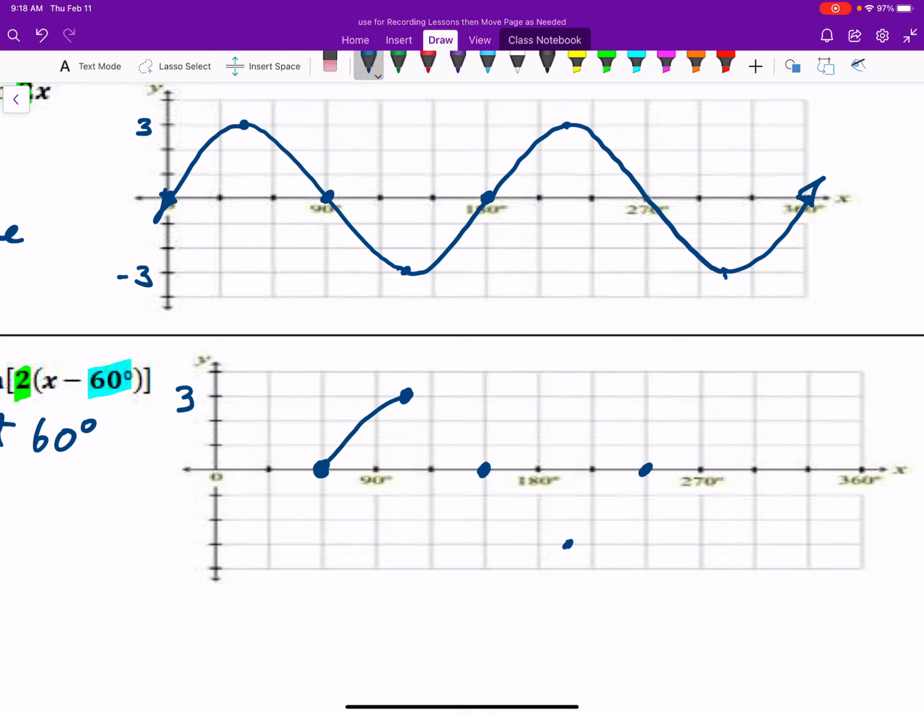So here's my shifted graph. Everything's been shifted 2 blocks to the right, because 2 blocks on this scale is the 60 degrees I need. But again, I wouldn't just do one cycle. I really should backfill it.